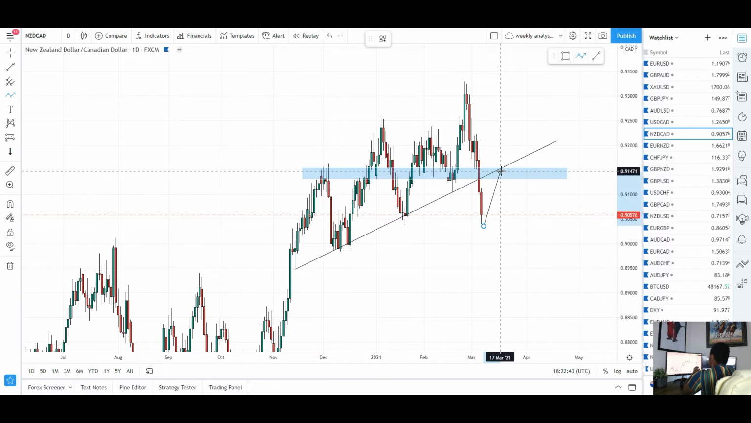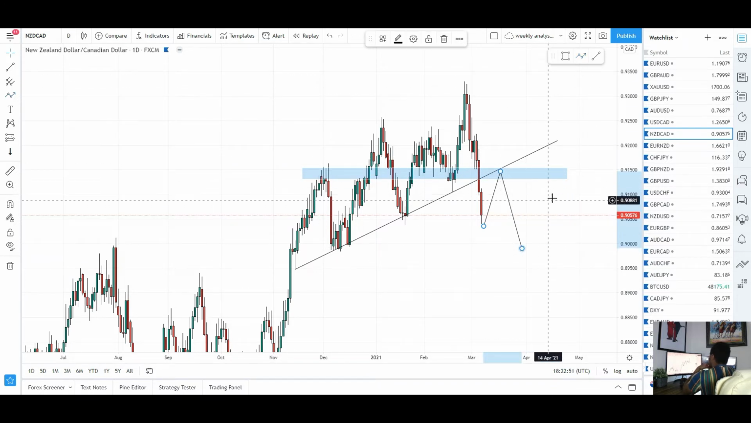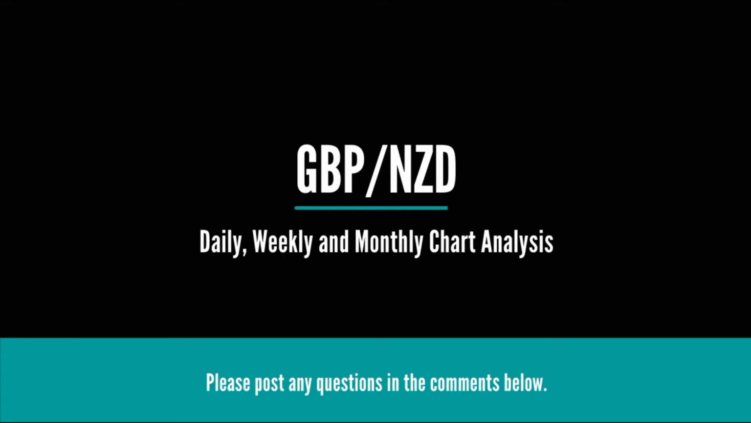Expect to see some retrace. If you do hold at that area, can be looking for selling opportunities and take this down to 0.9. Get above the area, however, could be coming back all the way up to 0.93 and potentially even higher, and just continue those higher highs, higher lows for NZD CAD for next week. But for now, expect to see a bit of retrace into this level, hold, continuation to the downside, don't hold, continuation back up. Next up, we've got GBP NZD.